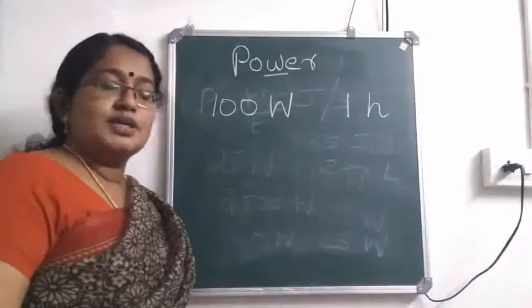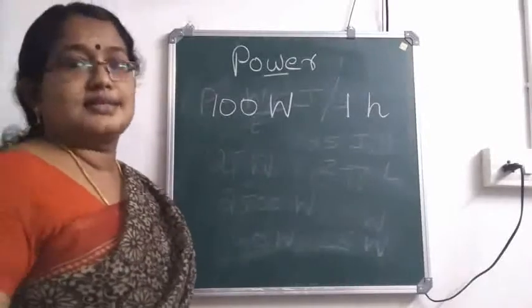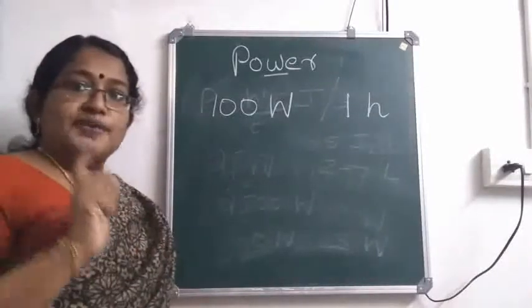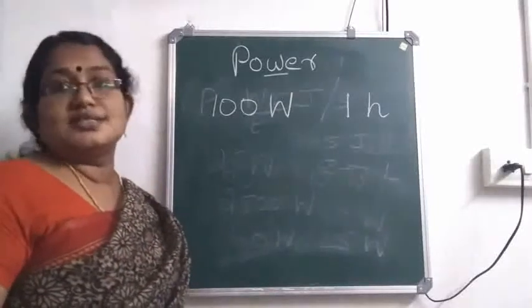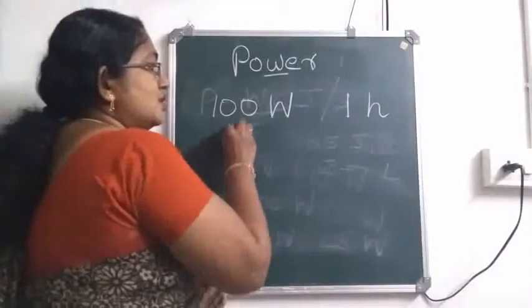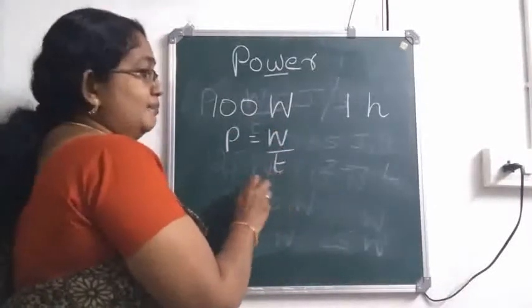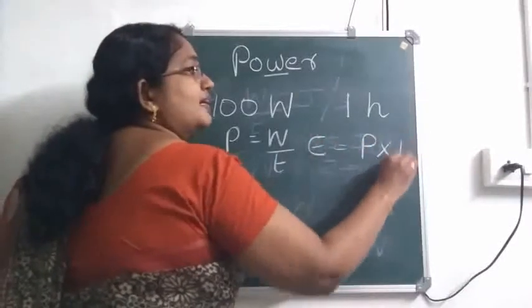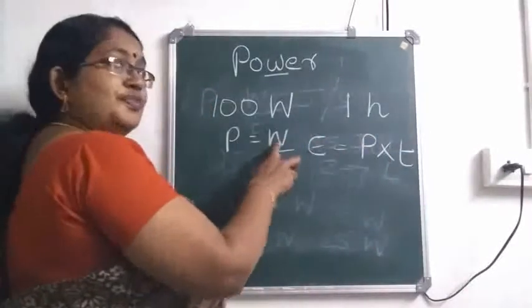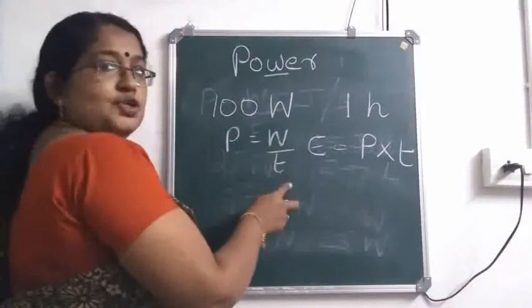Okay. So how much energy is consumed there? How will you calculate this? A bulb of 100 watt works for 1 hour. So how much energy is consumed? Our equation is power is equal to work or energy by time. That means work or energy will be power into time. Instead of work, you can use energy. So energy will be power into time.